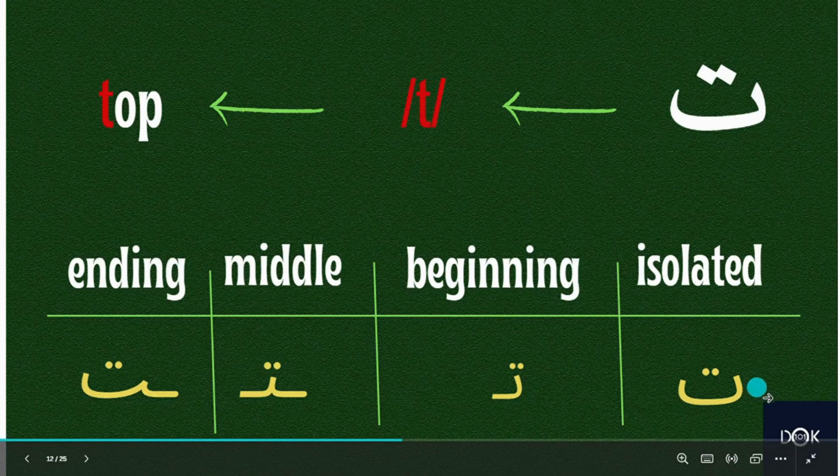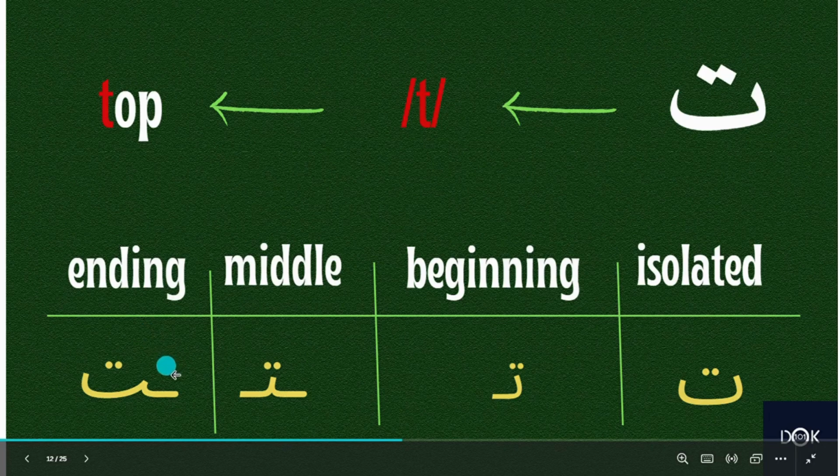Ta and ba have a resemblance. The only difference is that in ta we find the 2 dots over the loop, and in ba we have a dot under the loop. The rest of it is exactly like ba. The beginning form is just like the letter ba. The middle form is also like ba. Ta will also be connected to the letter prior to it and the letter next to it. And at the ending, the letter ta will be connected to the letter prior to it.